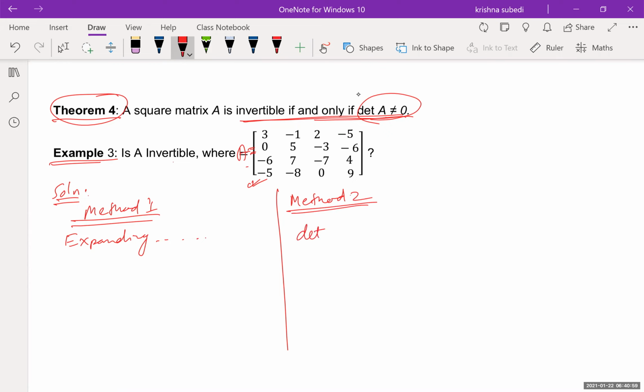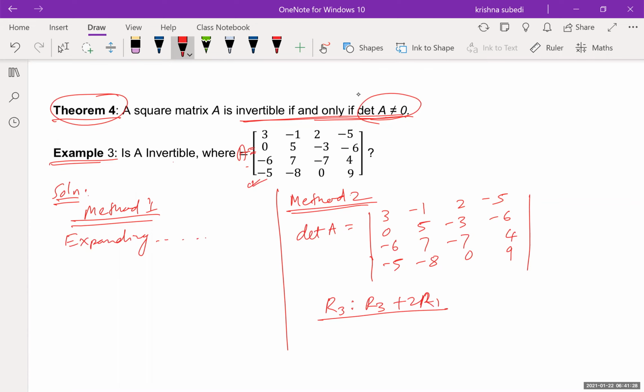So determinant of A equals, I just want to copy the question as it is, 3, -1, 2, -5, 0, 5, -3, -6, -6, 7, -7, 4, and -5, -8, 0, 9. Now let's do one thing. Let us use R3 plus 2R1.